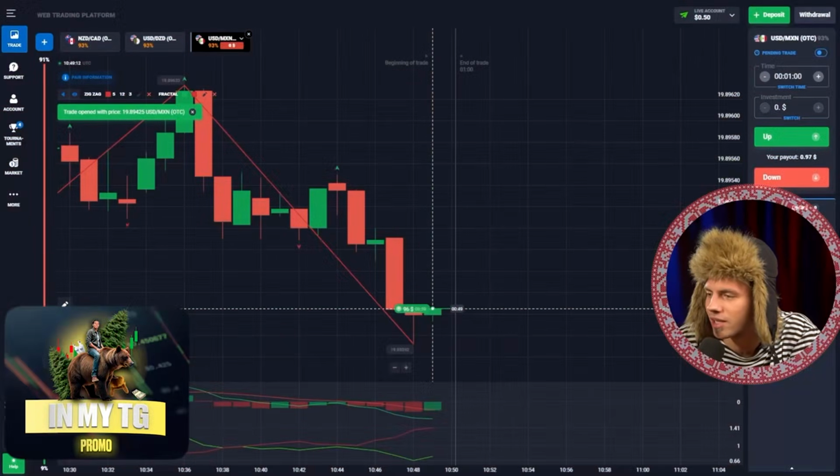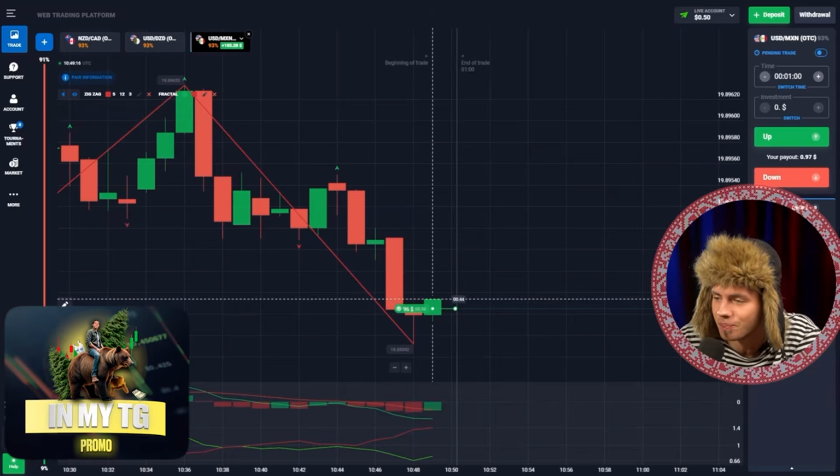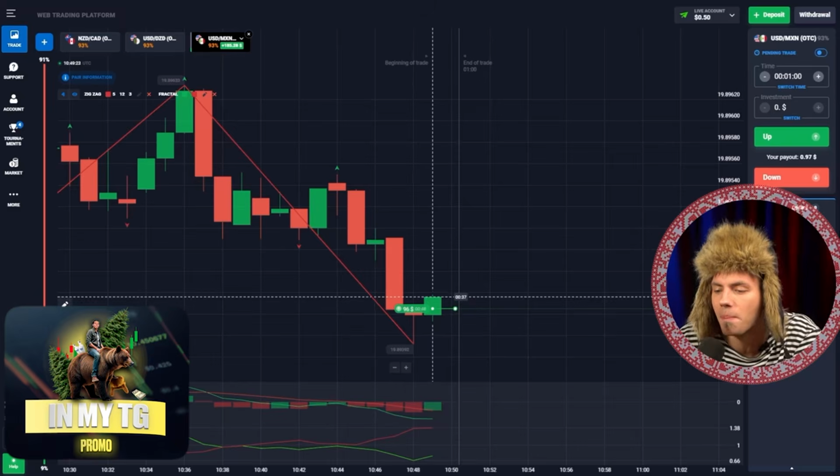Okay, what do we see? Right now we're entering the amount $96 and I'm opening a buy trade here. We expect a rebound from the support zone as a hammer pattern has formed. So this is called hammer pattern, okay?